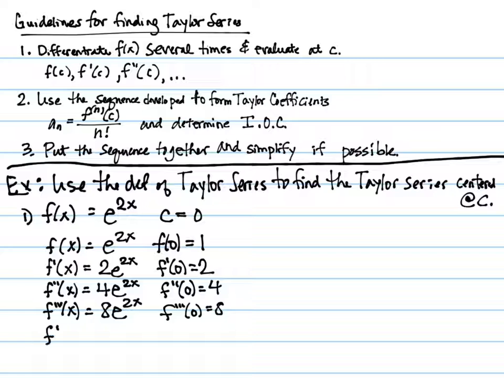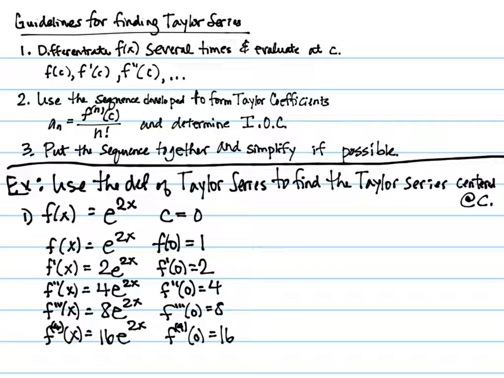You can probably do the next one without even taking the derivative because you have an expectation already of what is happening with this pattern. But the derivative is 16 e to the 2x, and the fourth derivative at 0 would then be 16. Okay, so take a look at those numbers. 1, 2, 4, 8, 16. They're multiplying by 2. And so what kind of a sequence do you know multiplies by 2 as it goes like that? Powers of 2, right? It's a geometric sequence. It's powers of 2.